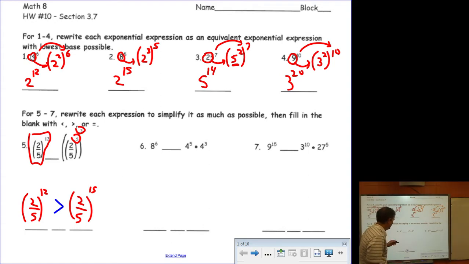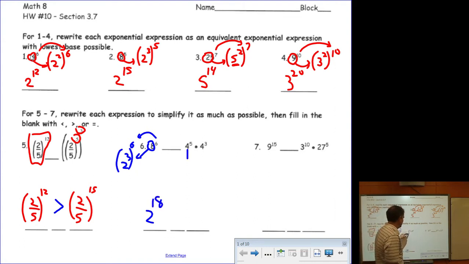That brings us to this one. 8 is a perfect cube. 8 can be rewritten as 2 to the 3rd power. And that, of course, is to the 6th power. So overall, that equals 2 to the 18th power.